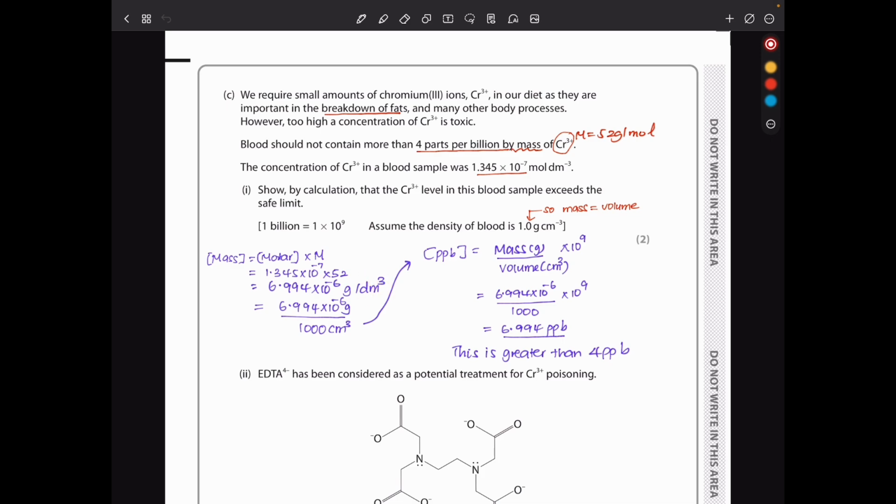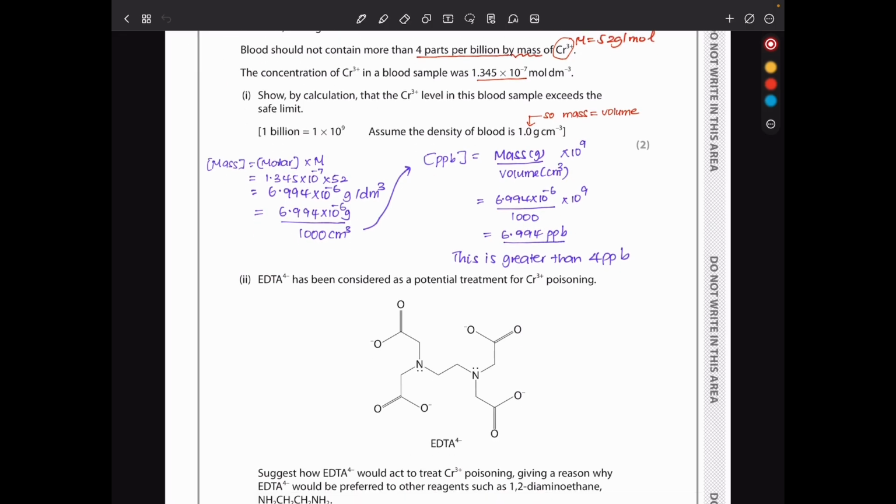But 1 decimeter cubed is the same as 1,000 centimeters cubed. So I got this as my answer. If you divide through, then the concentration in parts per billion should be the mass in grams divided by the volume in centimeters cubed times 10 power 9. So this is mass divided by volume, which is that, then times 10 power 9, giving us 6.994 ppb as my answer. And since this is greater than the 4 ppb, this value is beyond the safe limit.